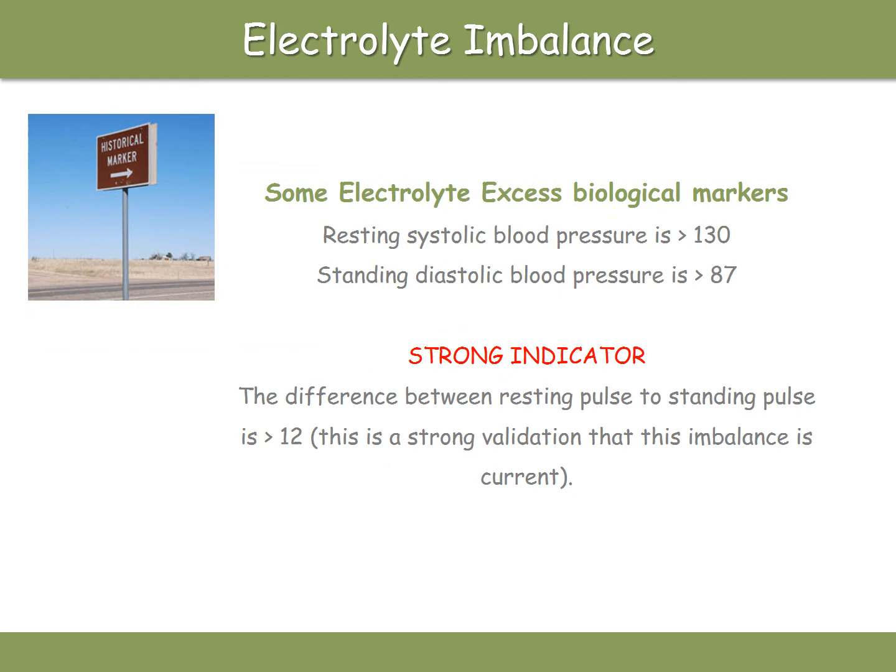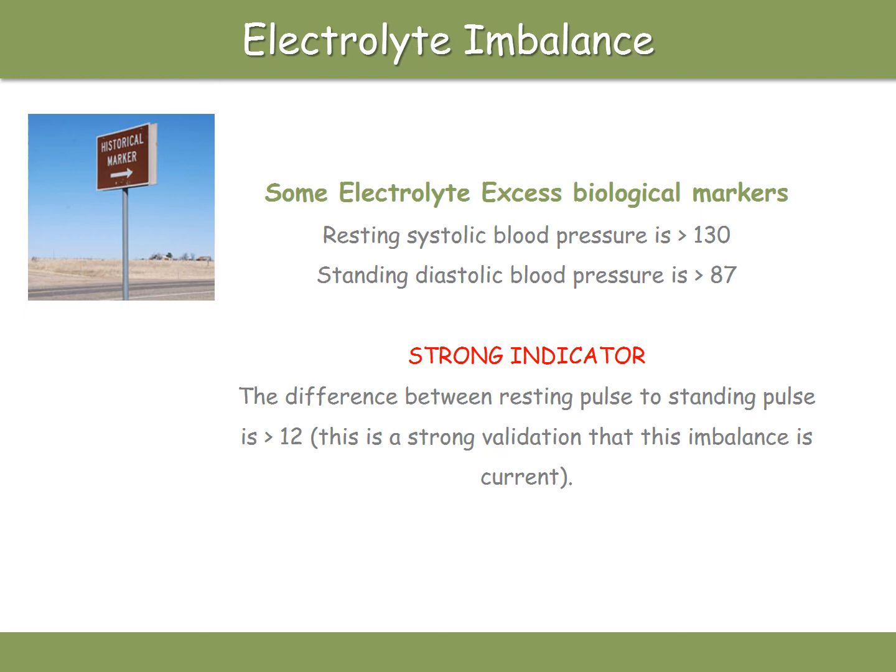Some electrolyte excess, biological markers. Okay, resting systolic blood pressure is 130. Standing diastolic blood pressure is greater than 87. Okay, and once again, the strong indicator, 12 being the difference.